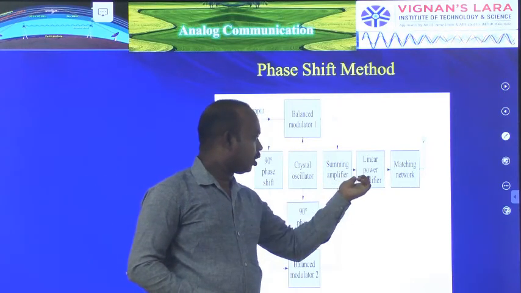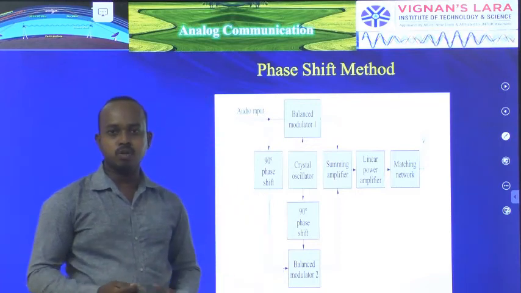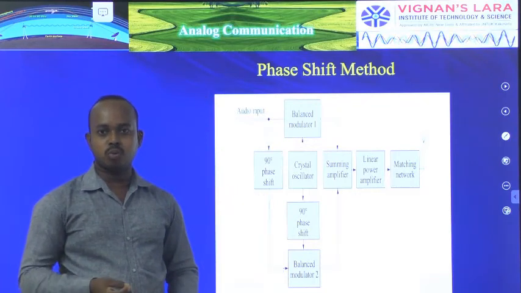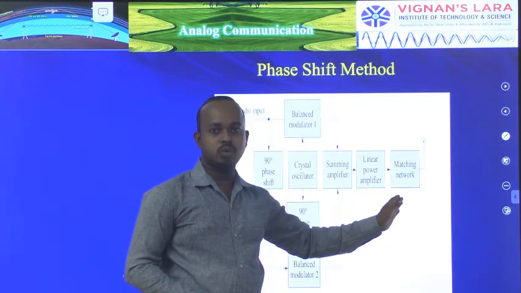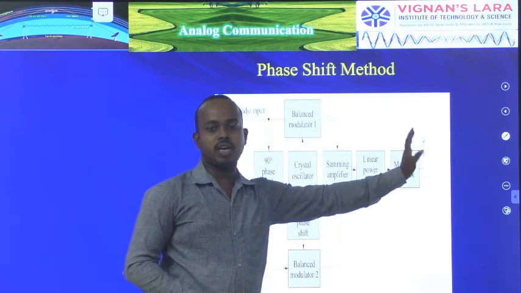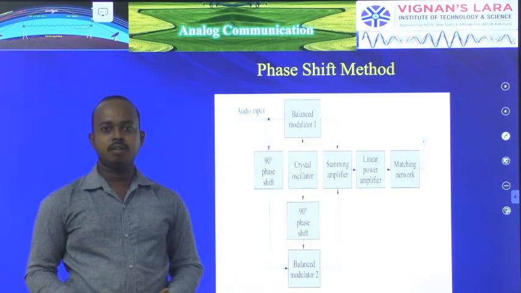And finally you can assign it to the linear power amplifier. The linear power amplifier can boost the normal values to higher values. Then this value is assigned to the matching network. The matching network is connected to the antenna. This is the transmitter designed by using the phase shift method.